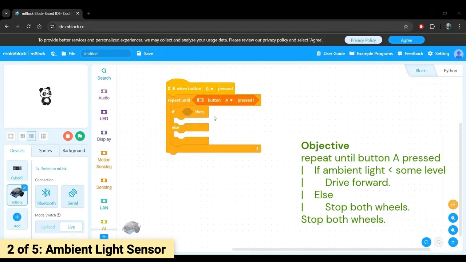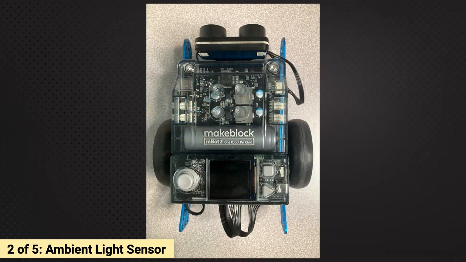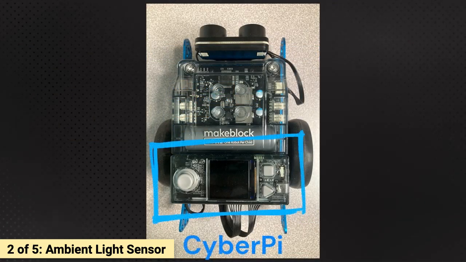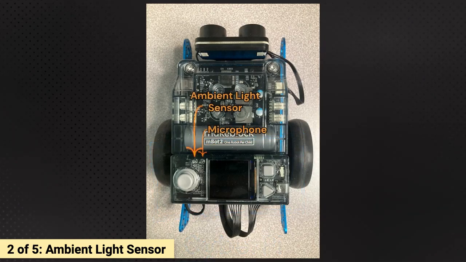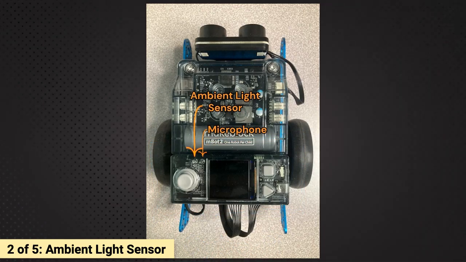Next, let's define the condition that we want. From our objective, we see that we want to keep driving forward when the robot detects low ambient light. We can help the robot sense the amount of ambient light using a sensor called the ambient light intensity sensor. On our mBot2 robot, this sensor is on the CyberPi and is exposed to the ambient light using one of the small holes on the top right of the joystick on the CyberPi. The small hole on the left is the light sensor, while the small hole on the right is the microphone.